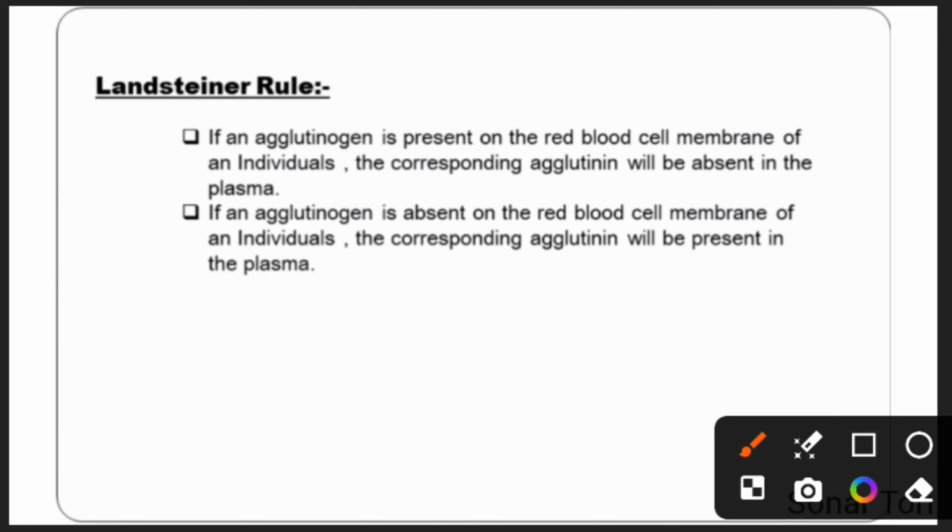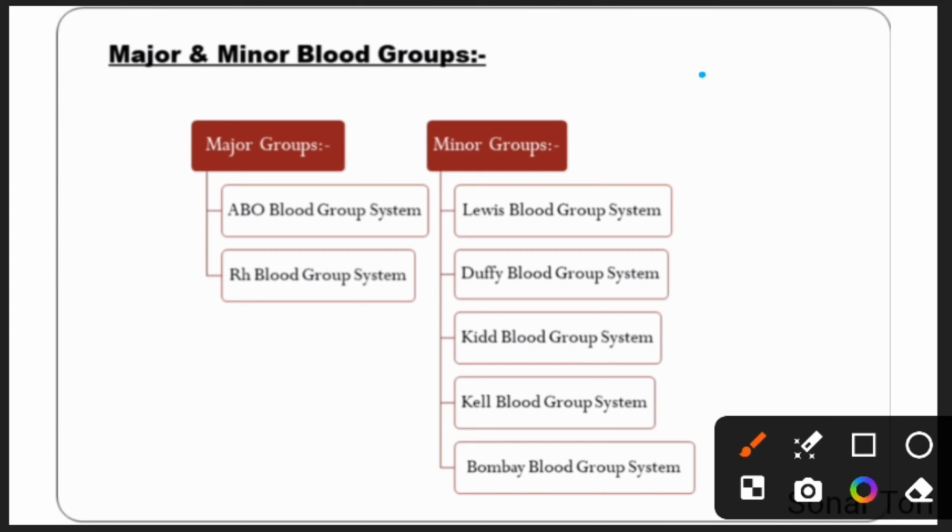Scientists discovered more than 50 blood groups depending on the antigen and antibody and some of their characteristics. There are some major and minor blood groups. Some names of the major blood groups are ABO blood groups and Rh blood groups, that we will discuss in the next slide. And there are some minor blood groups present also in the blood: Lewis blood group system, Duffy blood group system, Kidd blood group system, Kell blood group system, Bombay blood group system.